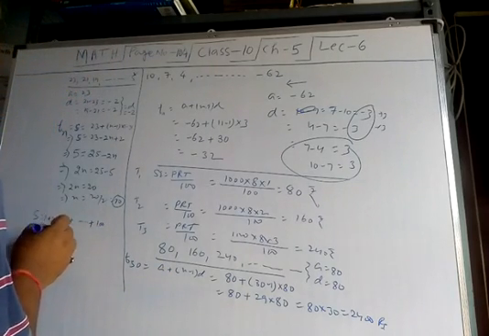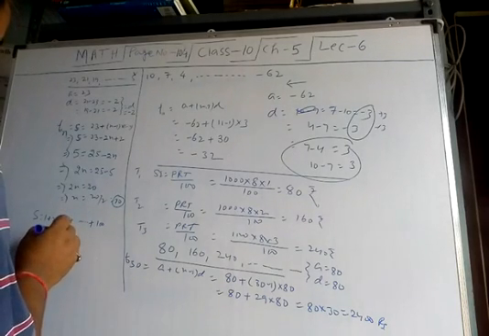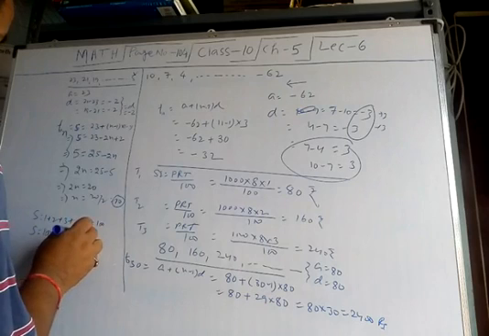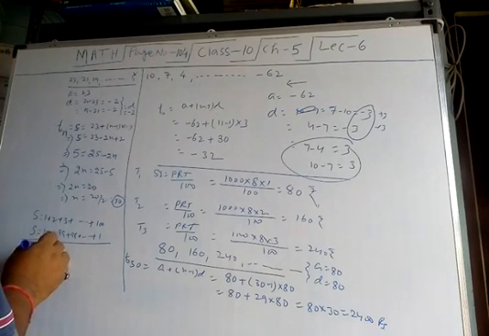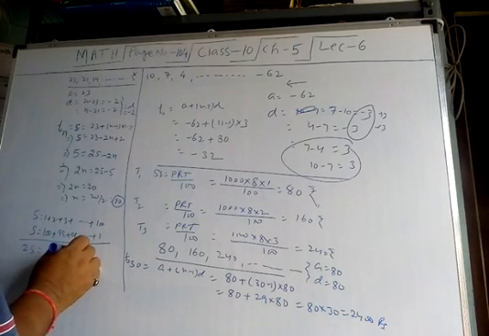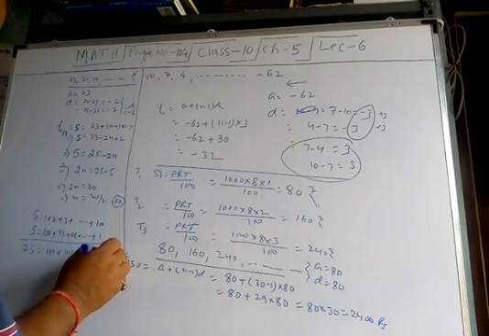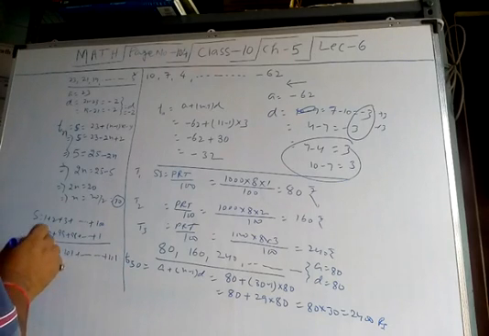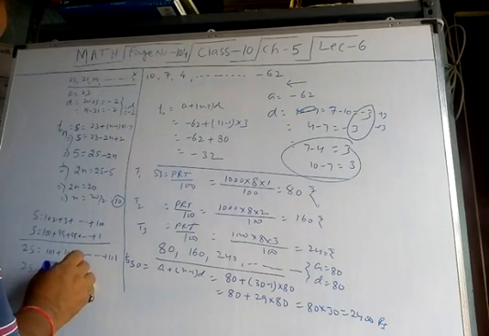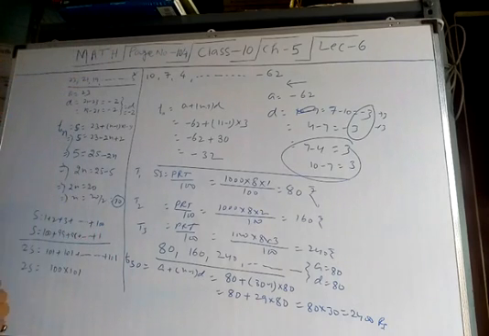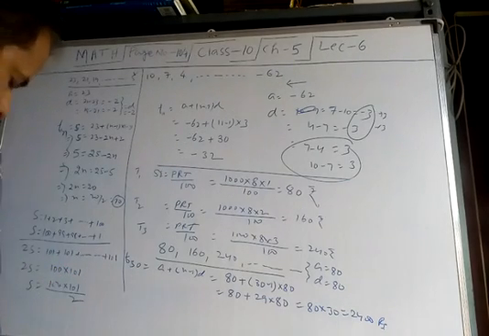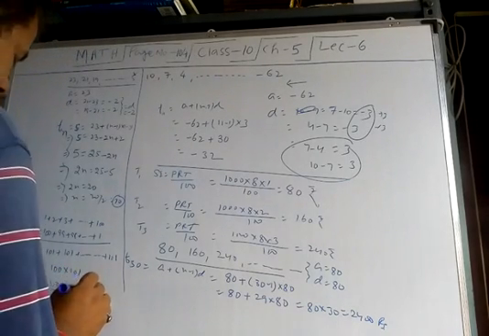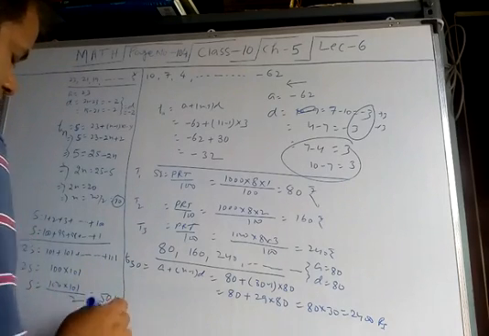Then in reverse order, 100 plus 99 plus 98 plus dot dot dot plus 1. So just you write here, it will be 2S is equal to 101 plus 101 plus dot dot dot plus 101. So 2S is equal to, it is 100 times, so 100 into 101. So S is equal to 100 into 101 by 2. So the sum is 5050.